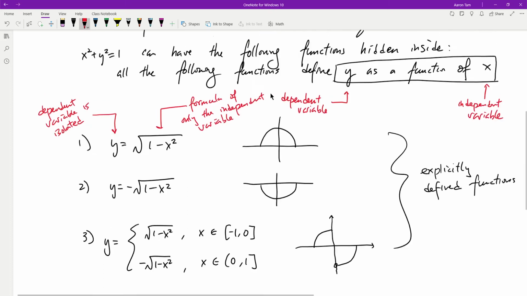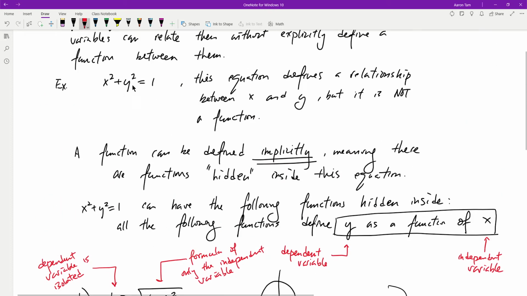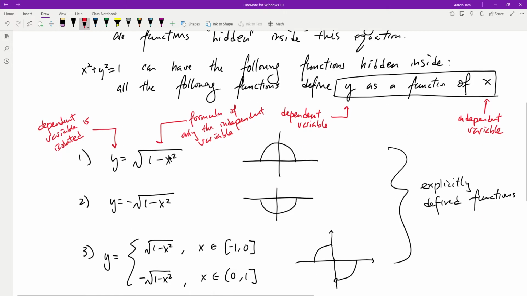So when we have x squared plus y squared equal to 1, neither of these conditions are satisfied. That's why it's called implicitly defined function, because it defines relations that might have function hidden inside of it. While in this case, when you list it this way, it's clearly defined that we have the dependent variable on one side, independent variable on the other side, which form a formula. So that's the difference between them.